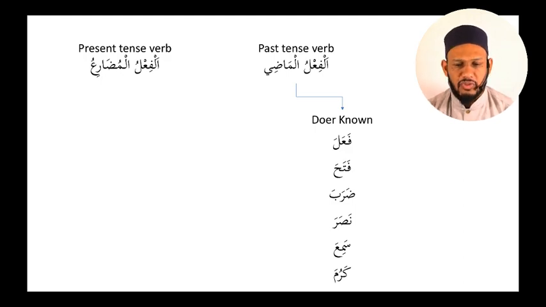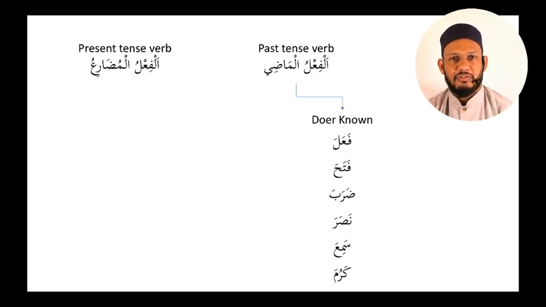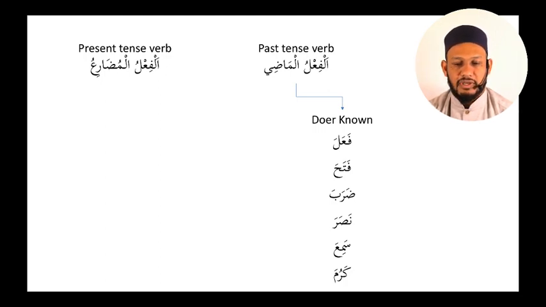For example, all the ones you've done so far, like fa'ala, which means what? He did. So if I ask the question, who did? You will say he did, because the doer is known. Fataha means what? He opened. Daraba, he hit. Nasara, he helped. Nasaru, they helped. Nasarat, she helped. Nasarna, they females helped. Sami'a, he heard. Sami'tu, I heard. Sami'na, we heard. Karuma, he was noble. There's all of these, you know who the doer is because they're part of the scale.